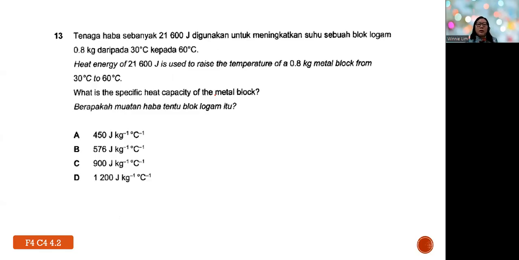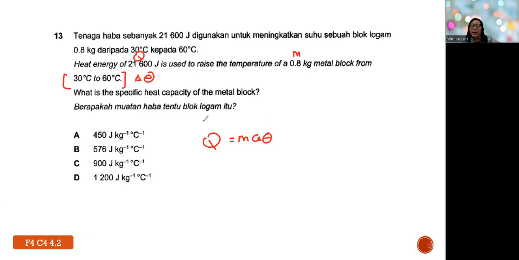13. Heat energy of 21,600 joule is used to raise the temperature of 0.8 kg metal block from 30 degrees Celsius to 60 degrees Celsius. What is the specific heat capacity of the metal block? Okay, so of course you need to know what formula is involved. The formula that we use here is Q equals mc theta. So heat energy, the symbol is Q. Then this is mass. Then this is the change in temperature, or delta theta.